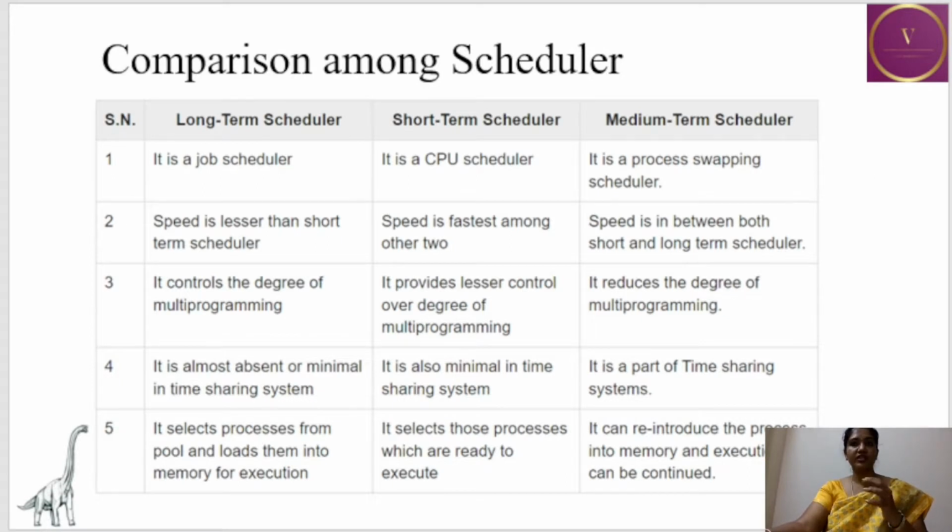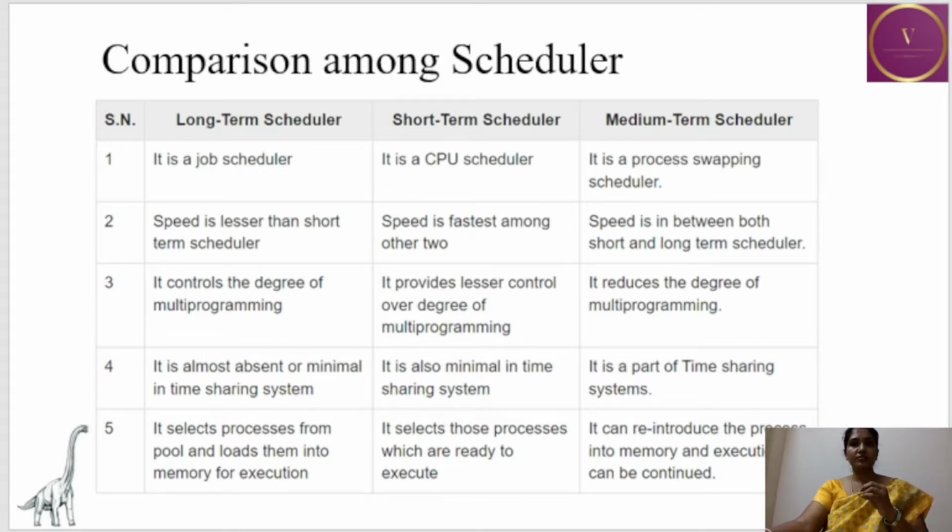The long-term scheduler is almost absent or minimum in a time sharing operating system. The short-term scheduler is also minimum in a time sharing operating system, whereas the medium-term scheduler is a part of a time sharing operating system.